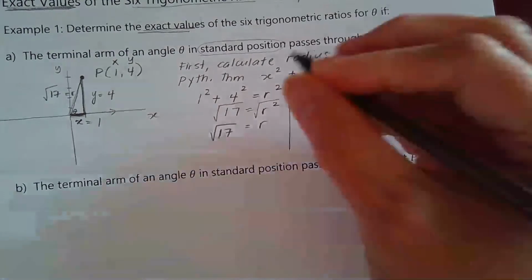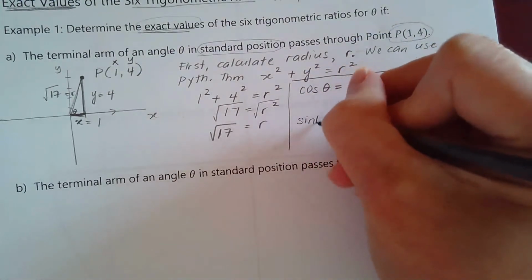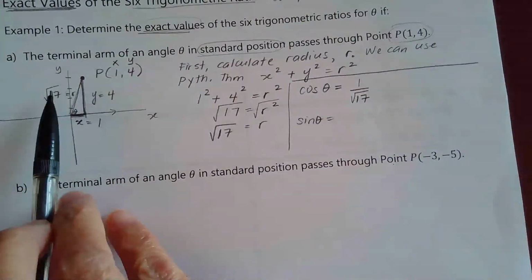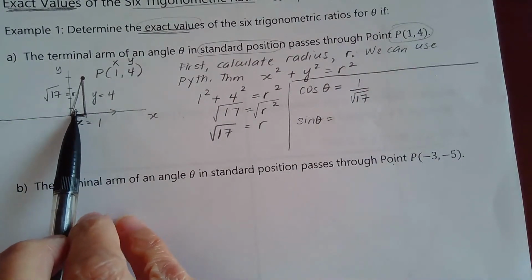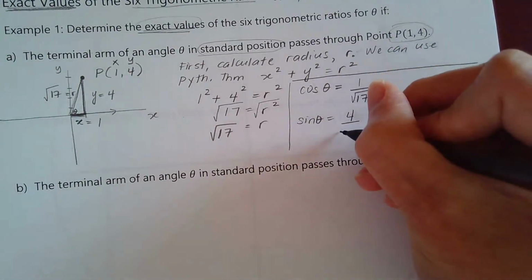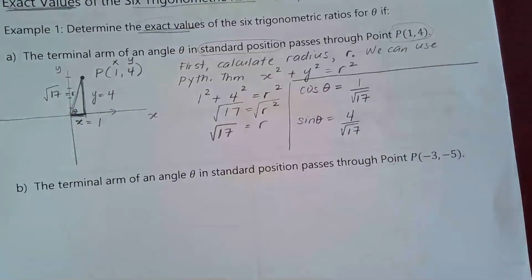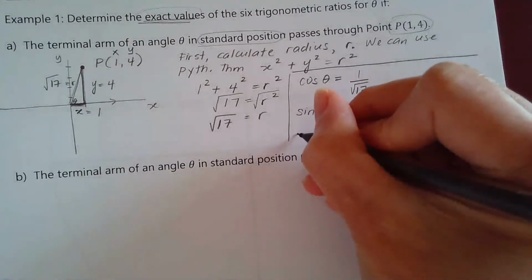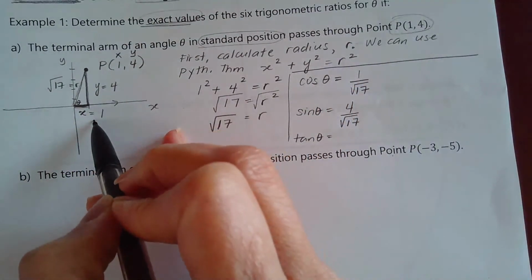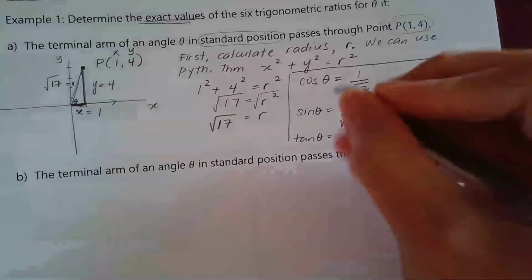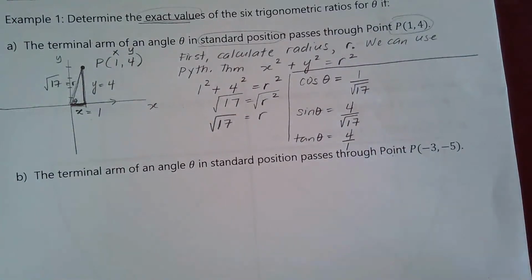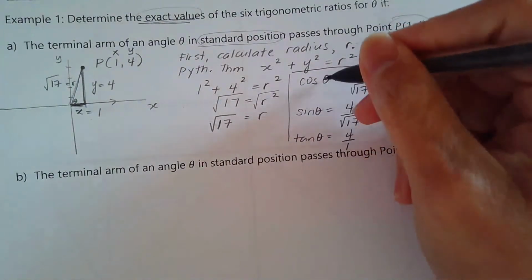Now let's do sine theta. It's going to be opposite over hypotenuse. So from this angle theta, opposite is 4. So 4 over the hypotenuse, root of 17. And then tangent theta is opposite over adjacent. So it's going to be 4 over 1. So these are the three trigonometric ratios.